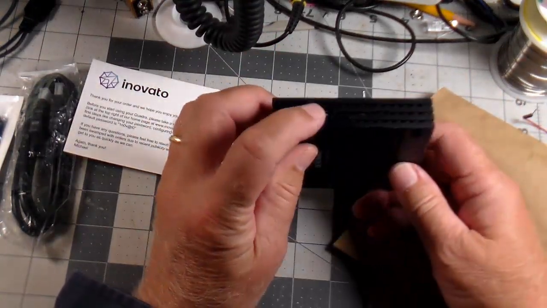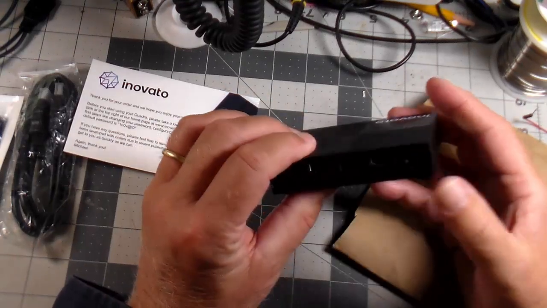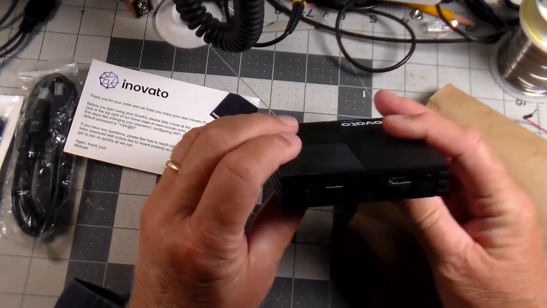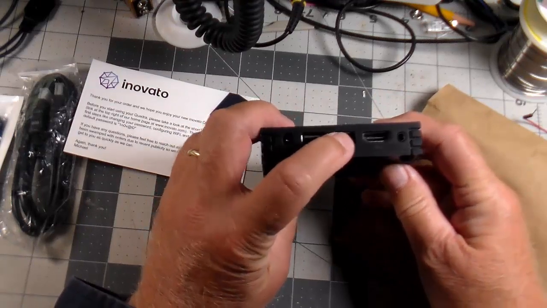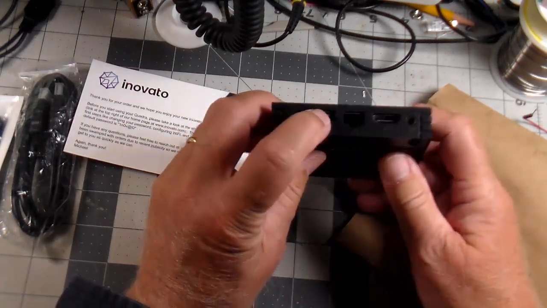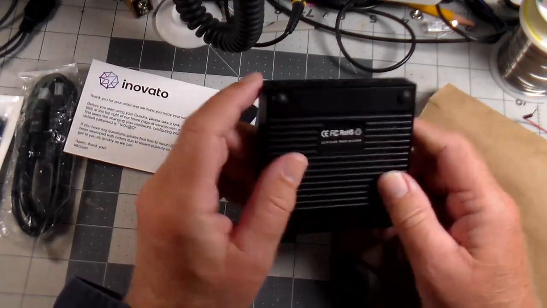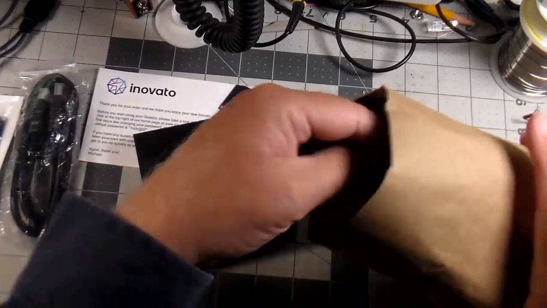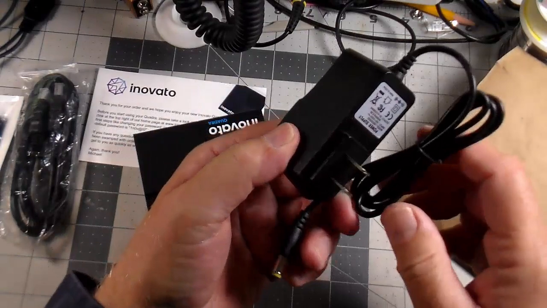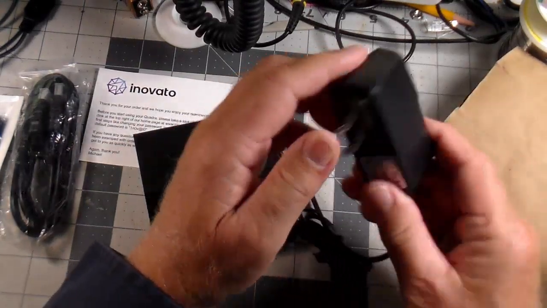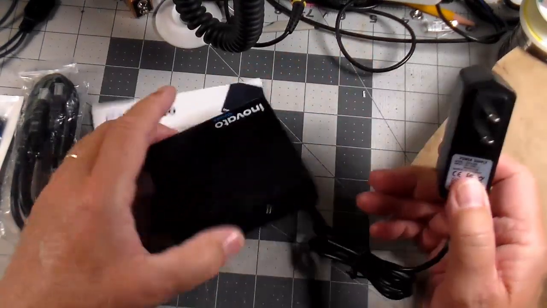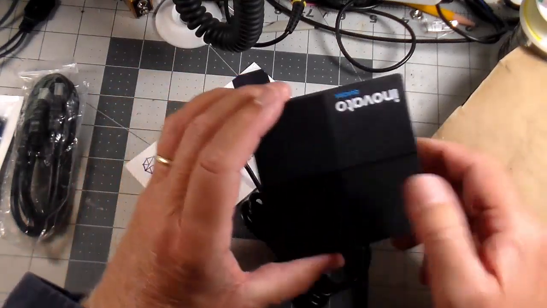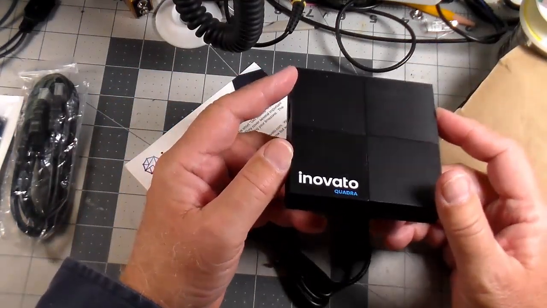Okay, we've got a USB port right here. Oh, HDMI there. RJ45 for Ethernet. Another USB port. And a little power. Here they are labeled from their website. It even has an SD card slot. Let's see. Here's a little wall wart. 5 volts. This computer is going to run on 5 volts.